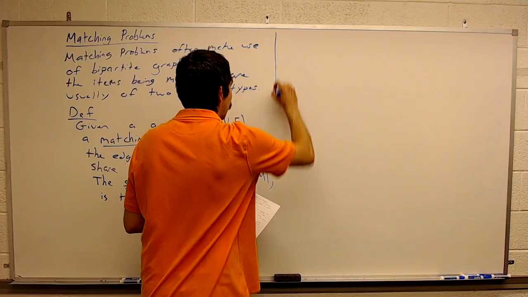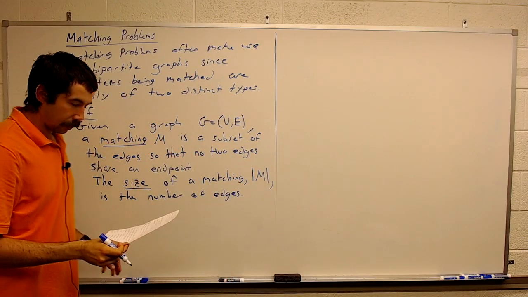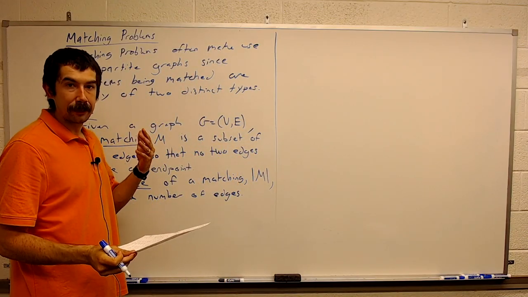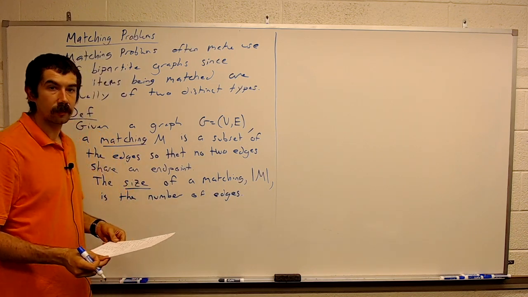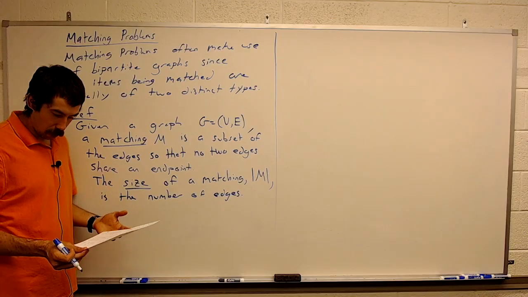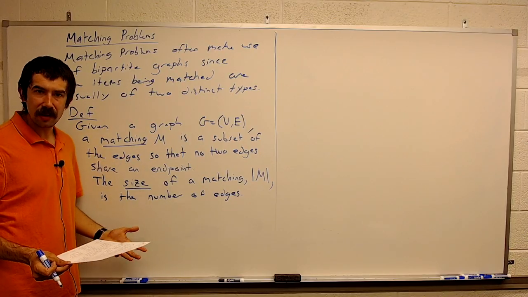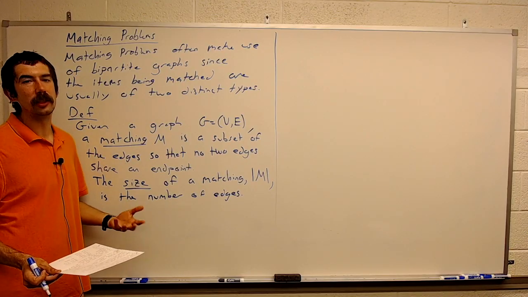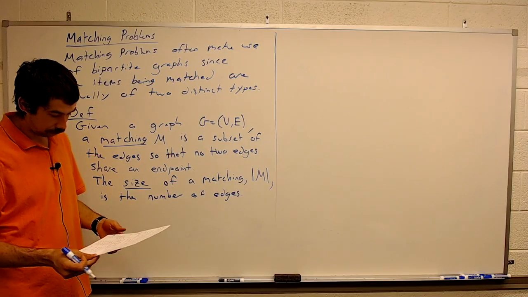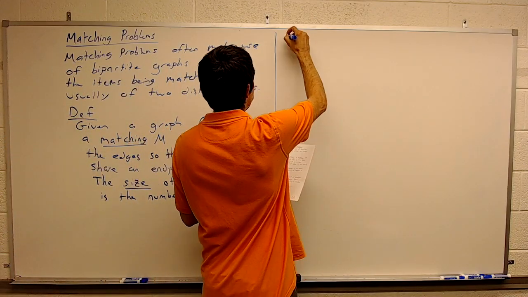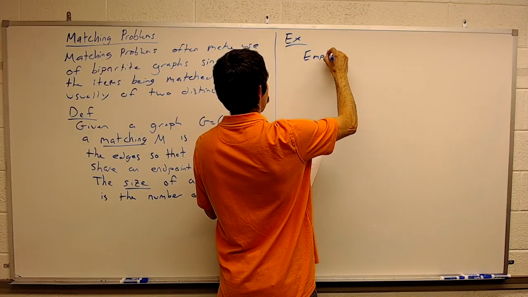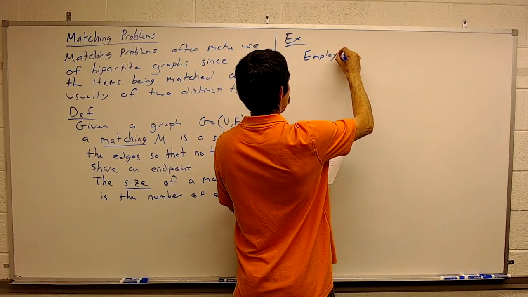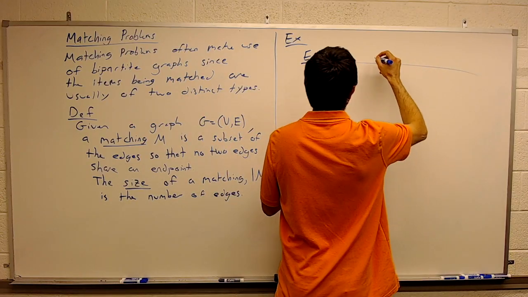All right, so let's take a look at an example. So suppose we have 5 employees and a number of tasks. All right, we want to model the situation with a bipartite graph, and then we'll just find a matching. All right, so here's an example. Here we have employees and tasks.